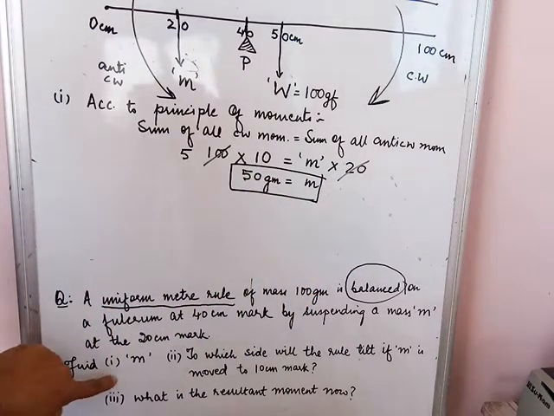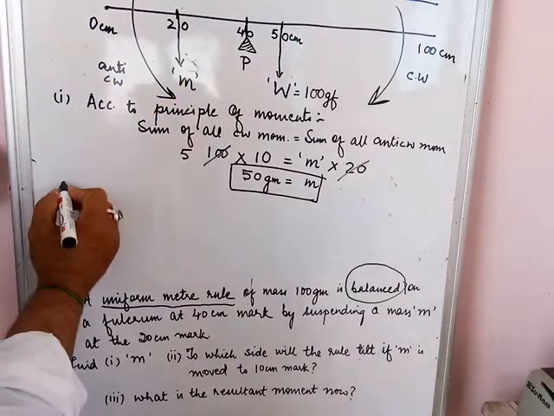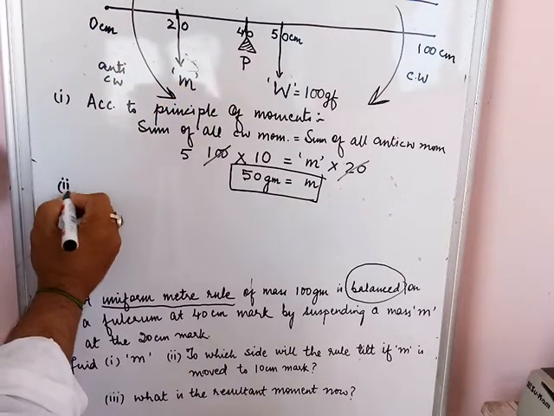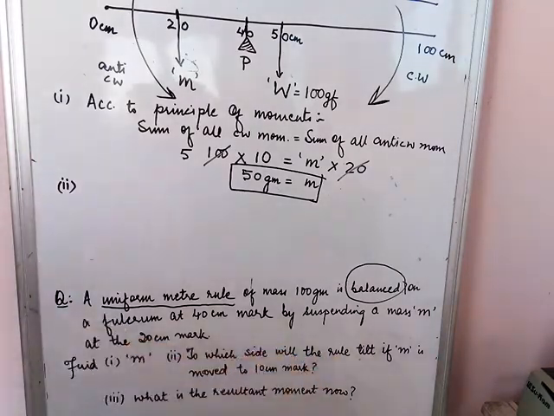So if you see, in the first part they had asked you to find the value of m. The mass has come out to be 50 gram. It is this mass that we are talking about. Now let's go to the second question. To which side will the ruler tilt if m is moved to the 10 centimeter mark?